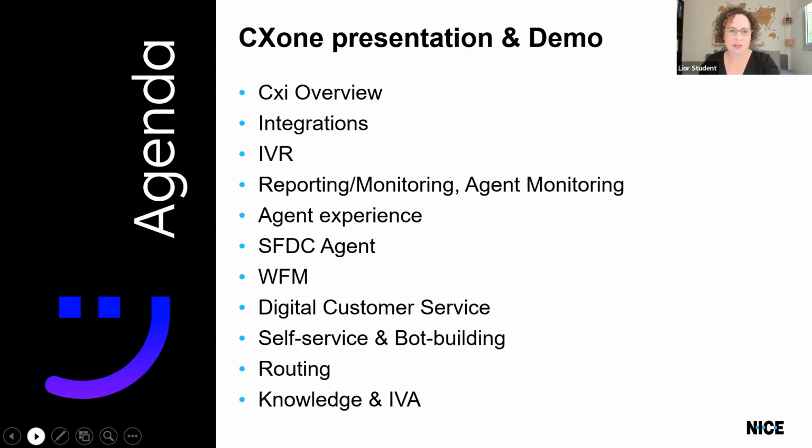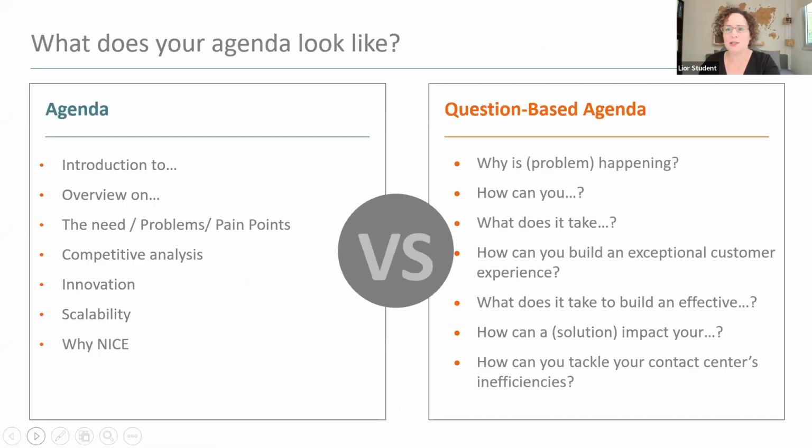Let's say comparison. So on the left, you see the generic labels: introduction to, overview on, the need, the problem, pain points, or the challenges, instead of just naming them. Competitive analysis, innovation, scalability, and of course about NICE. Now look at the right side. Take a moment to look at these questions.